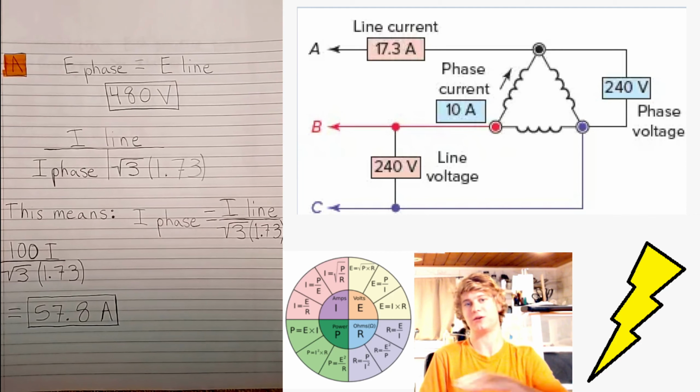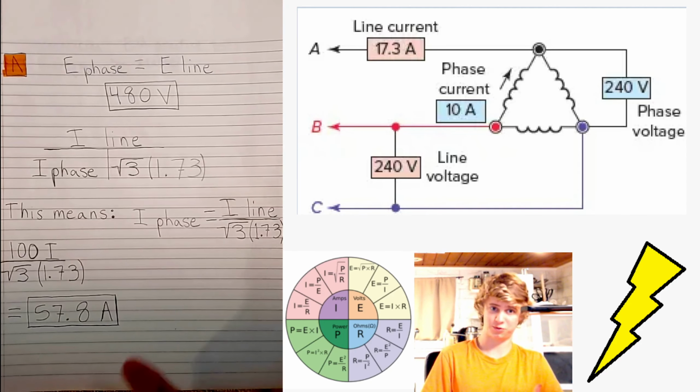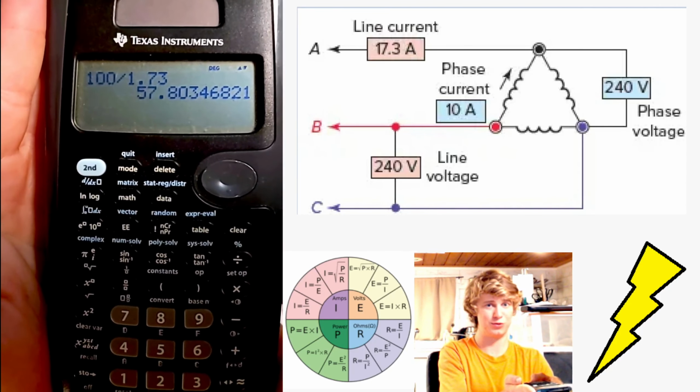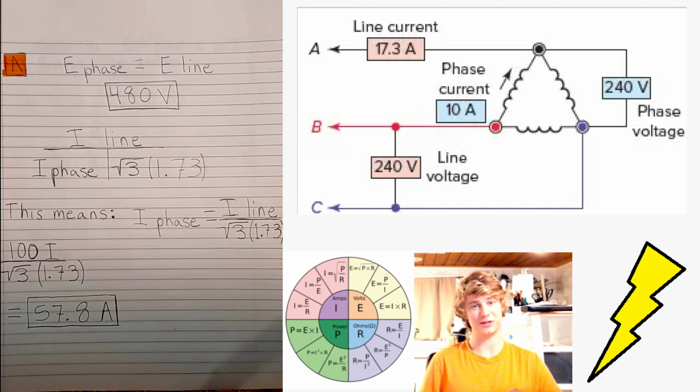Now we want the current that is going through each of the phases. And of course, because of this, we divide that number by the square root of 3, and we get the answer 57.803. So I'll just round to 57.8. Now, there's that answer, and that is the delta question and answer.